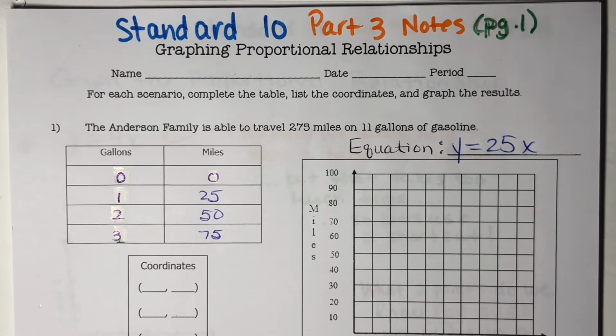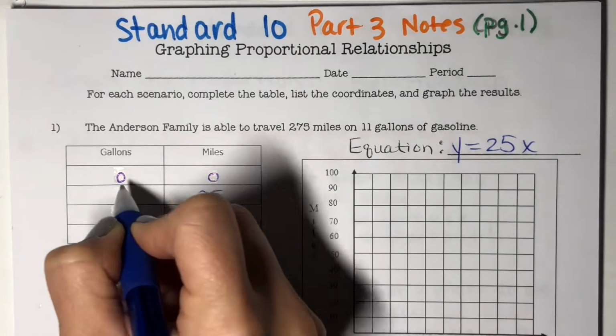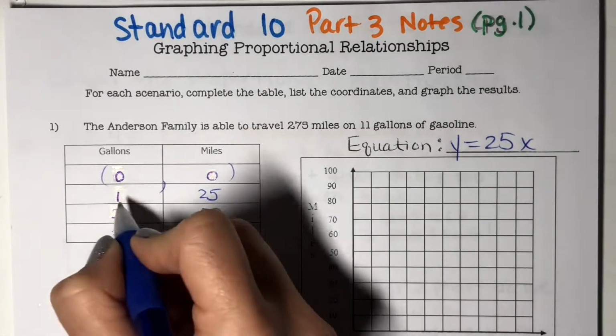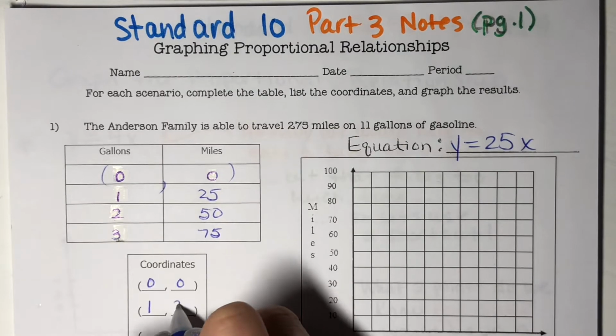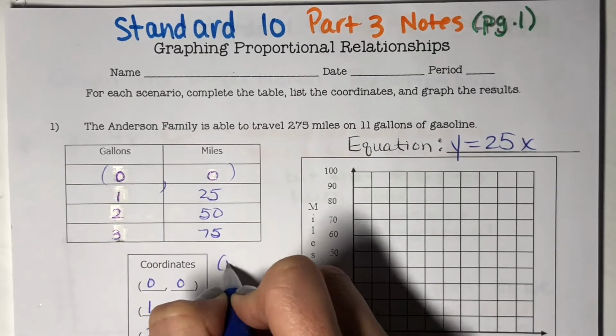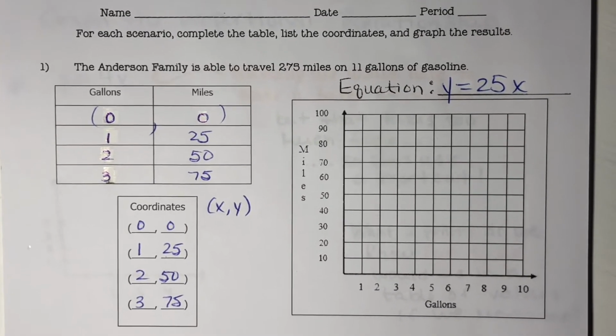Okay, so to graph, you guys kind of already know how to do this. You can take coordinates from a table. This is basically just another way of saying, well, 0, 0 is a coordinate. If my x is 1, my y is 25. If my x is 2, it's 50. And if my x is 3, it's 75, because remember, when we graph coordinate plane ordered pairs, it goes in alphabetical order, like x comma y, right?